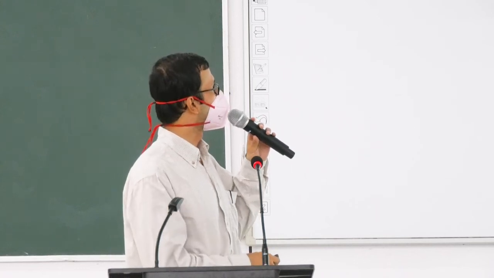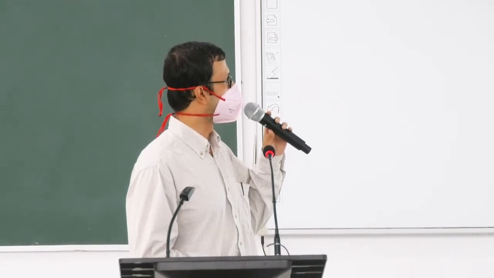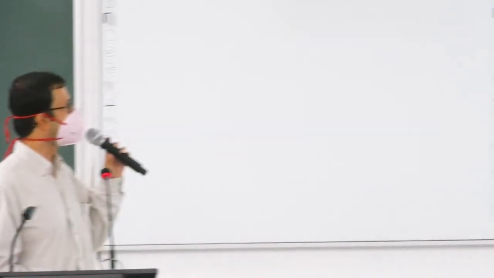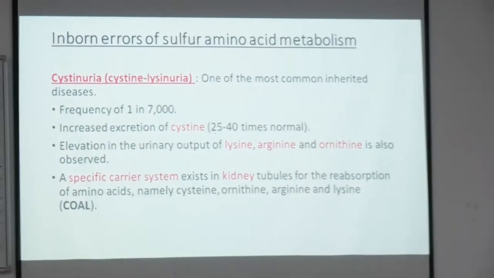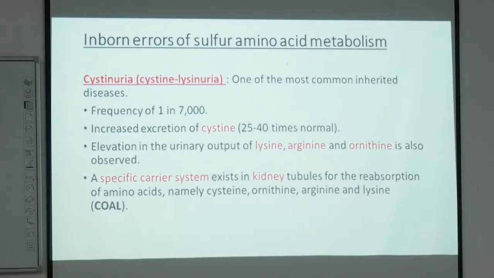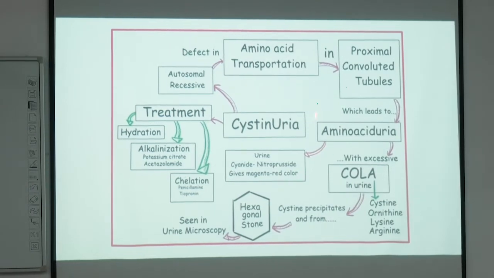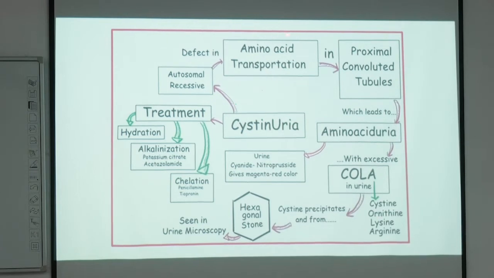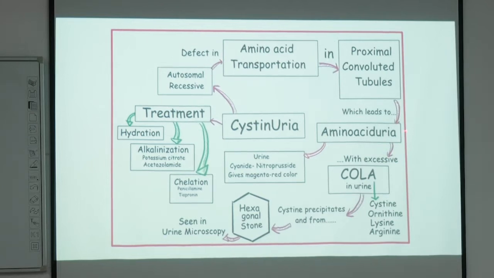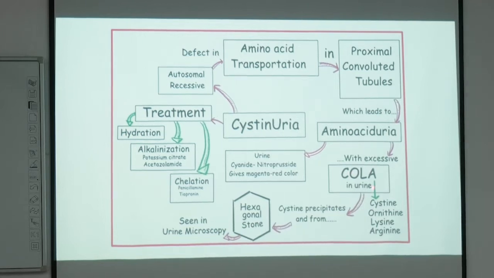So what we were talking about, cystinuria. These are the 4 amino acids that are getting filtered: cysteine, ornithine, arginine, and lysine. Here, this is an amino acid transport defect in the proximal convoluted tubules. So the amino acids are coming in the urine and they are excreted out. Or when they are not fully excreted out, they are forming crystals.